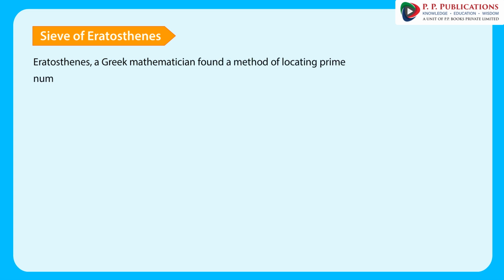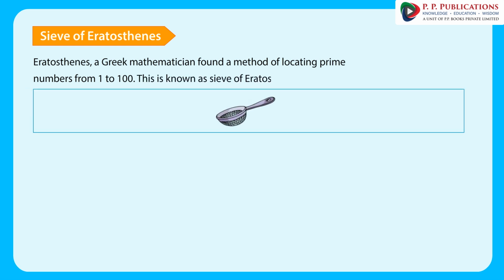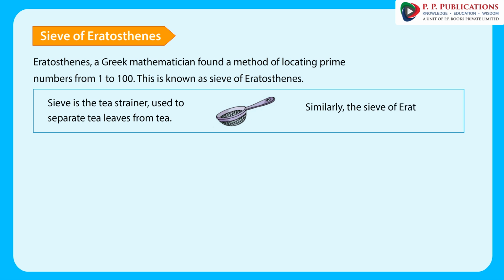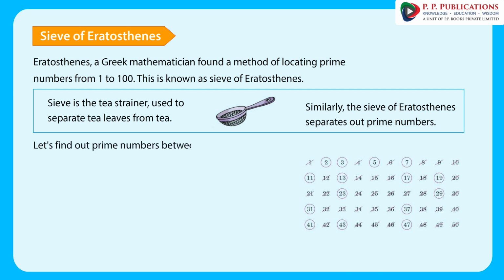Sieve of Eratosthenes. Eratosthenes, a Greek mathematician, found a method of locating prime numbers from 1 to 100. This is known as the sieve of Eratosthenes. A sieve is a tea strainer used to separate tea leaves from tea. Similarly, the sieve of Eratosthenes separates out prime numbers. Let's find out prime numbers between 1 and 50 by this method.